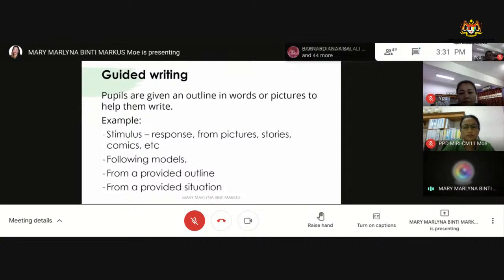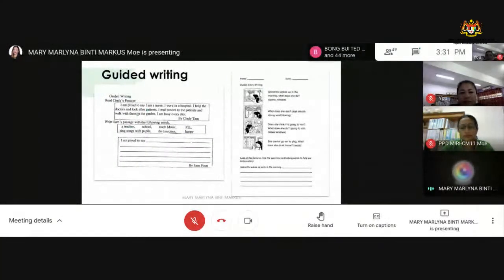So the example here is guided writing. This is what we call following models, this first picture, and the next one is guided story writing. If you see here, there are pictures given, and then there is an outline given for the pupils to follow, so that they will be able to start writing and write the story.